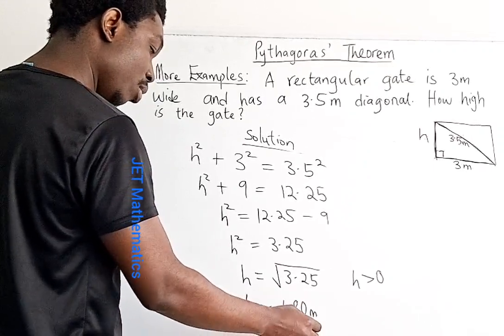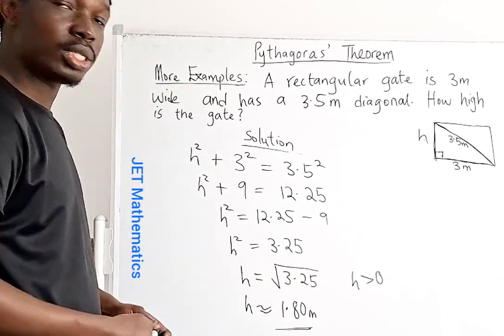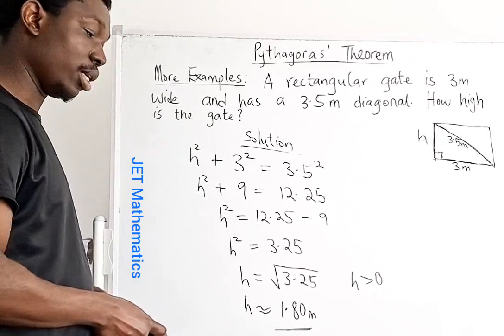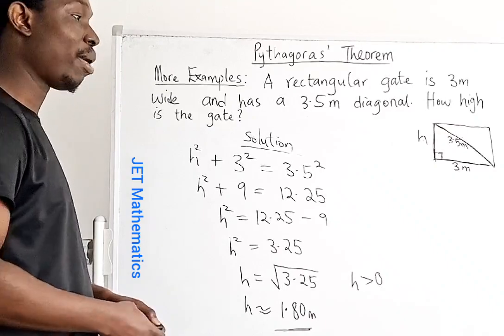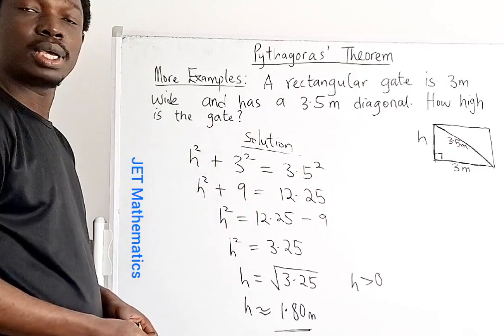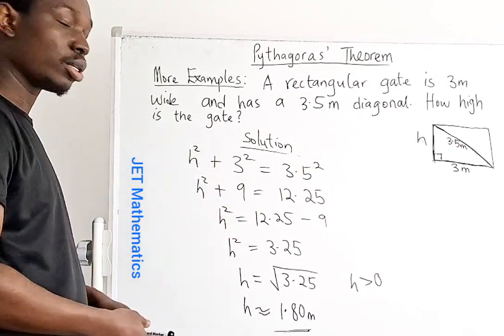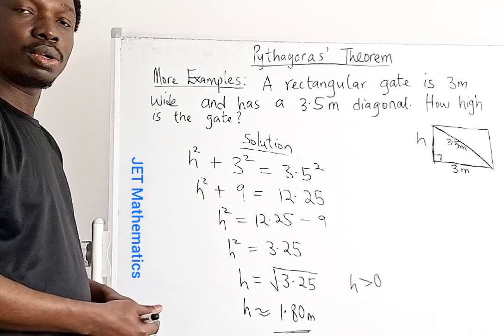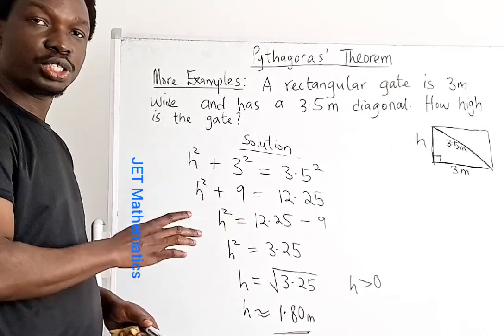meter. So therefore the height of the gate is 1.80 meter approximately. Alright, so that is how you work problems like this. Remember, first try to visualize the problem, and then with that you get an idea on how to calculate for the unknown.